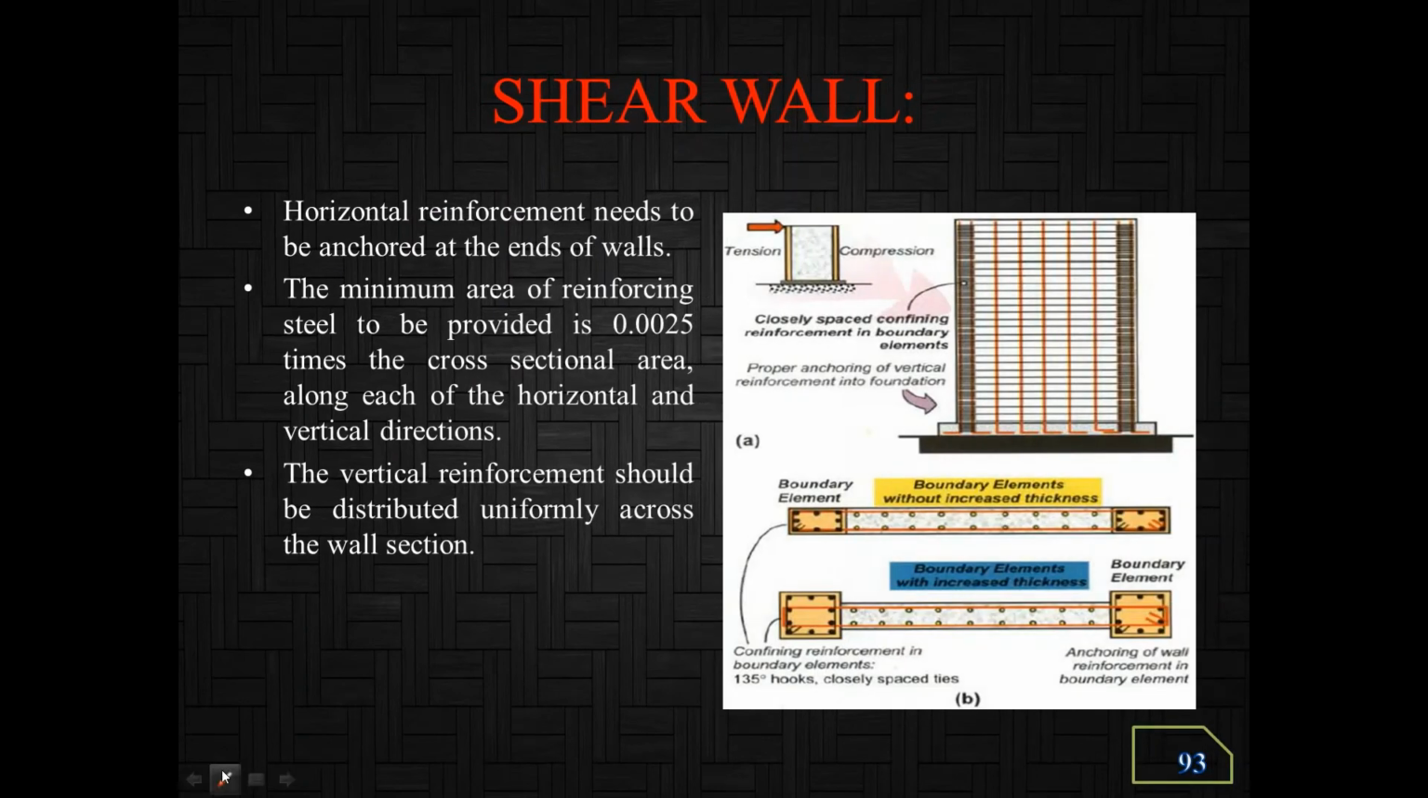Horizontal reinforcement needs to be encouraged at the end of the wall. The minimum area of reinforcing steel to still be provided is 0.0025 times the cross-sectional area along each of the horizontal and vertical directions. The vertical reinforcement should be distributed uniformly across the wall section.